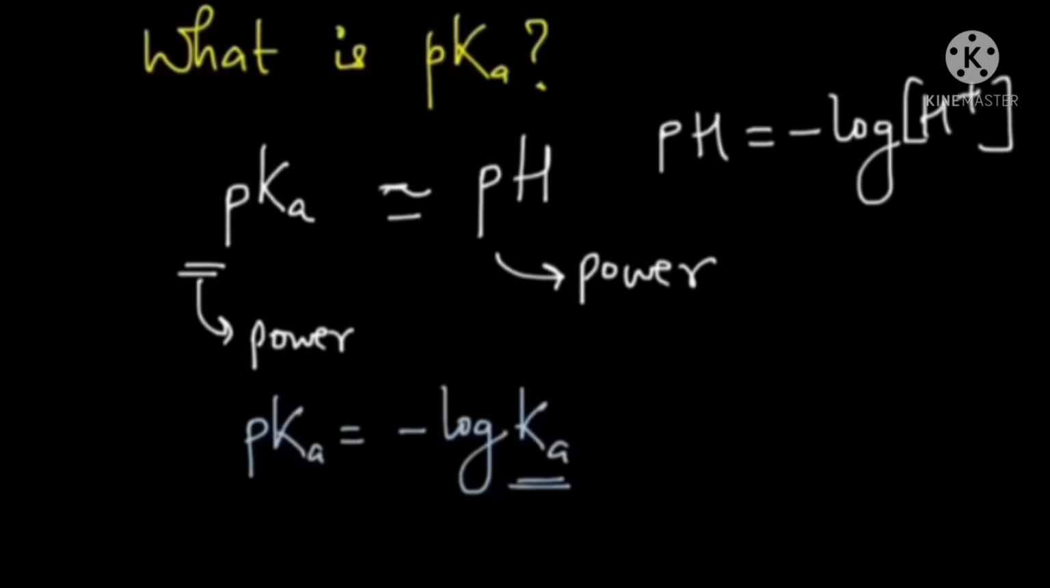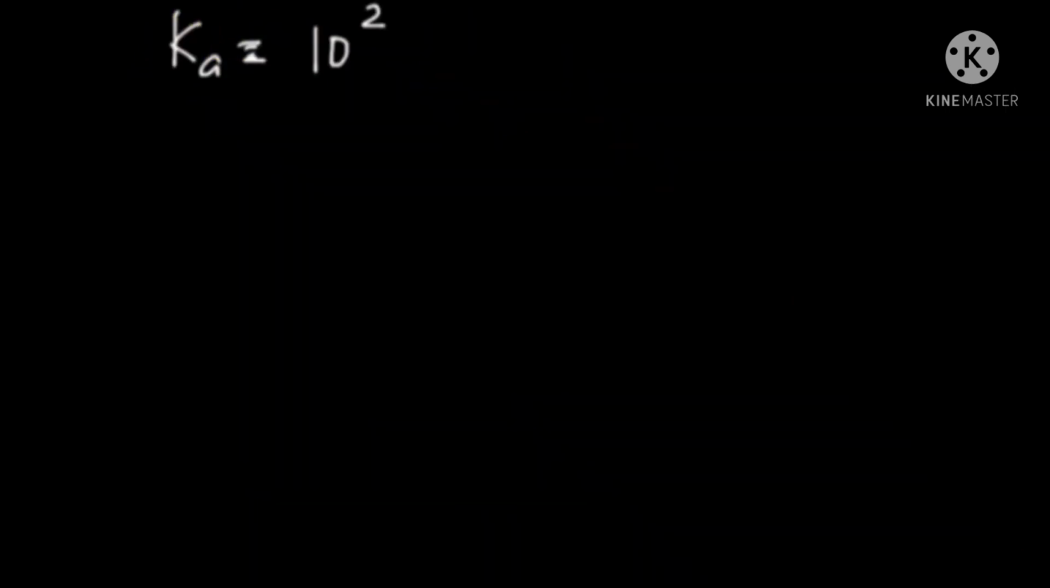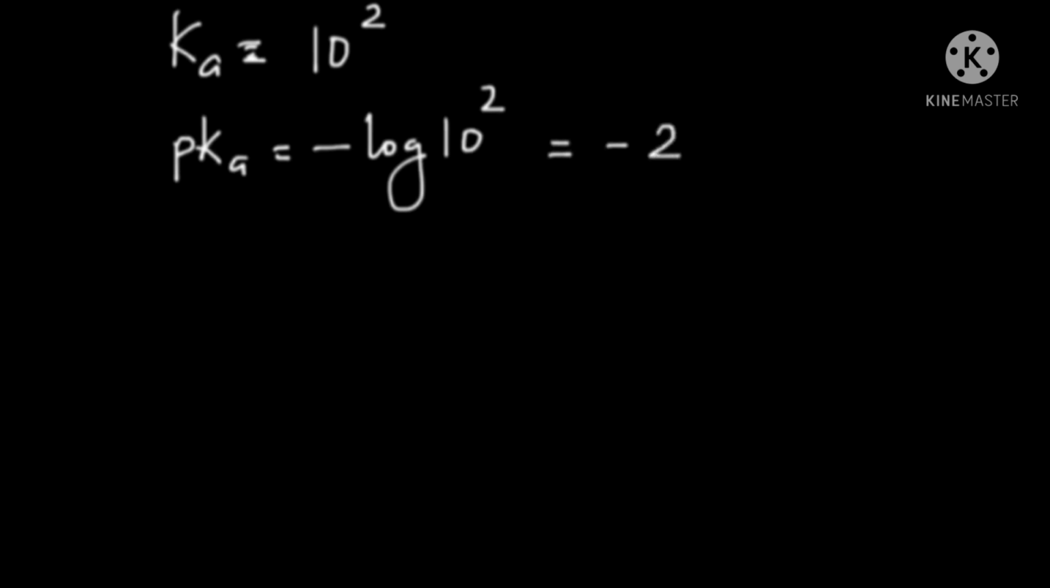Let's take a few examples. Suppose Ka equals to 10 to the power 2 or 100. Then what will be pKa? pKa equals to minus of log of Ka. Therefore, it will be minus of log of 10 to the power 2. And because log gives us the power as the answer, so we will write pKa equals to minus of 2.